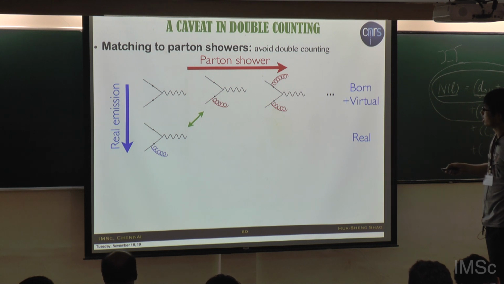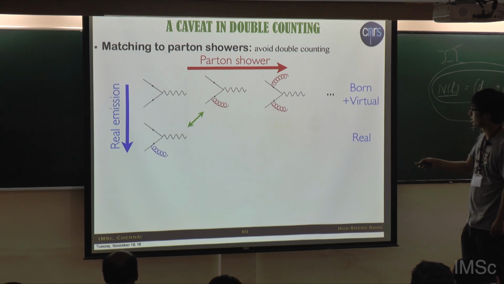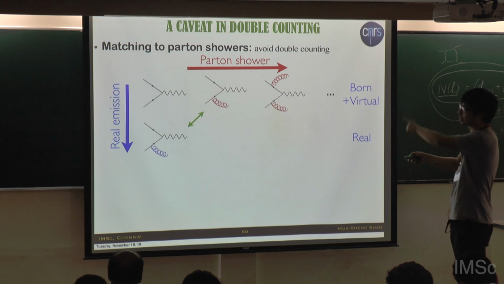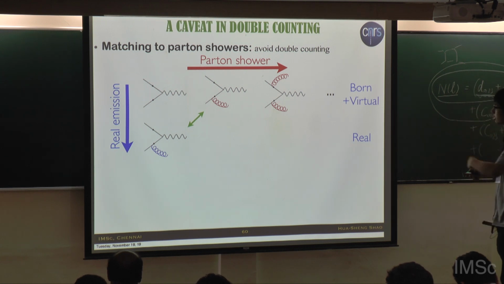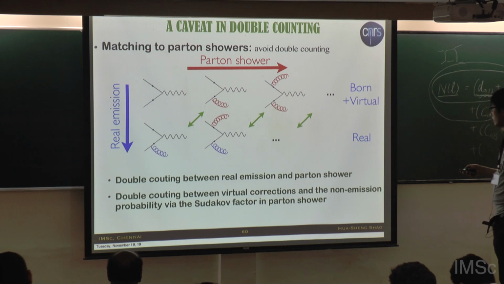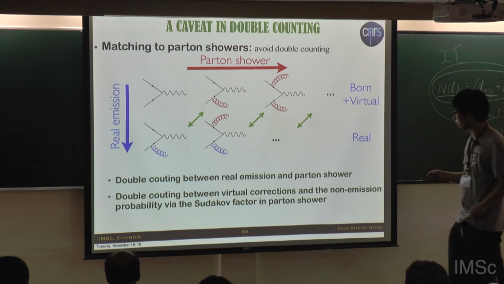In the next-to-leading order calculation I also have NLO emissions, and you will see that they share overlapping parts with the shower. Of course, they are not exactly identical, but they have the same pieces. Topologically, they seem like the same diagrams, but they are not identical, they have overlapping parts. You need subtraction. Further, if you go to NLO and do the shower, you have a further double counting: double counting between the NLO emission and the parton shower, and between virtual corrections and the non-emission probability with the pseudocode factor in the parton shower.